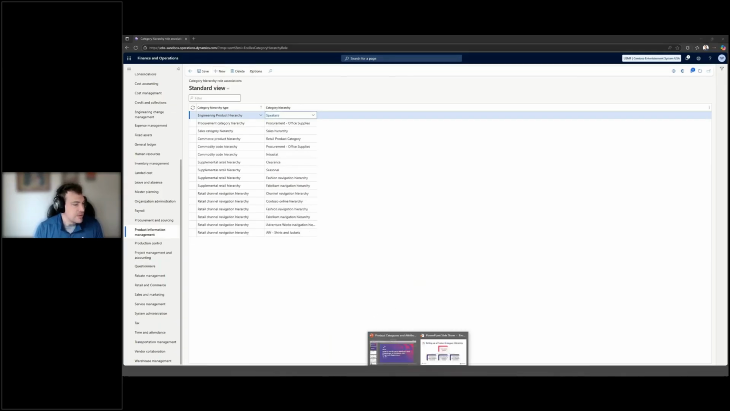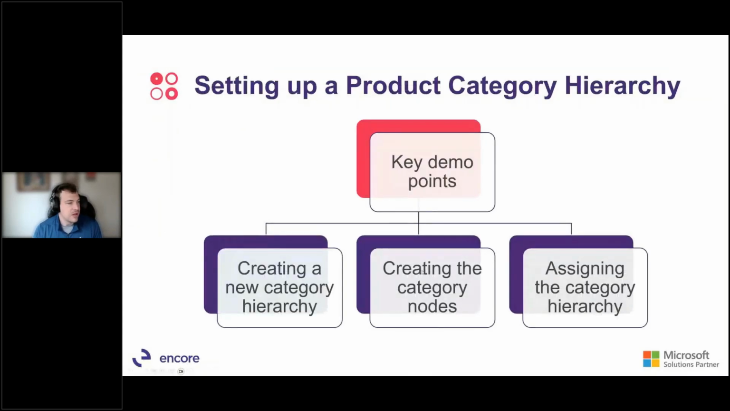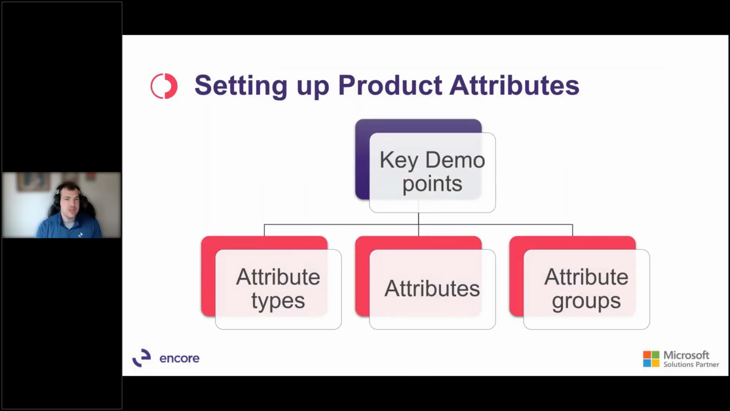All right, so let's move on past here since we've accomplished all of these tasks, and let's move on to setting up product attributes. And this is where the real meat comes out. So key demo points here to pay attention to, we're going to be setting up 3 different types of things. We're going to be setting up attribute types, we're going to be setting up attributes, and we're going to be setting up attribute groups. Now, this is the exact order you want to follow when you configure this. You want to set up types first, then attributes, then you want to group those attributes into groups.